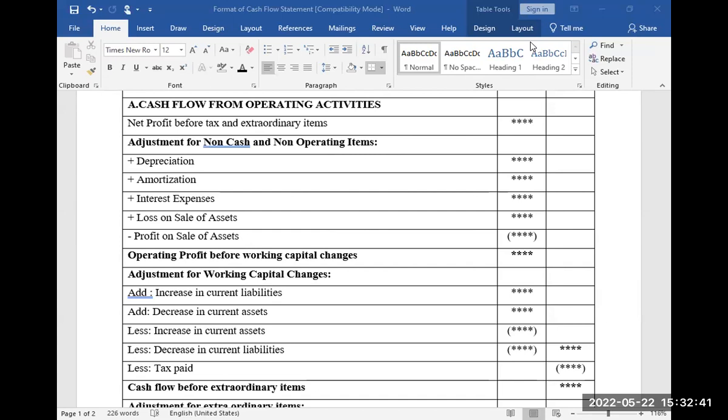Next, advance from customer is an inflow of operating activities. Next, commission from cash collected from debtors is an inflow from operating activity.